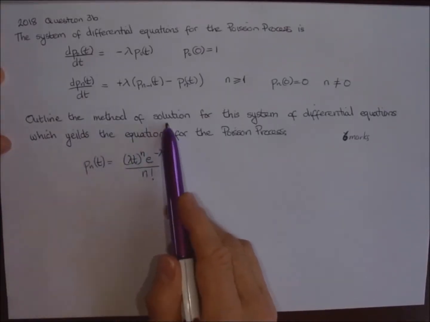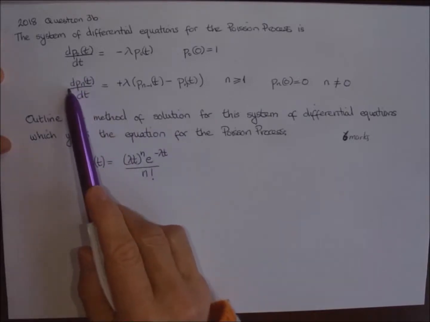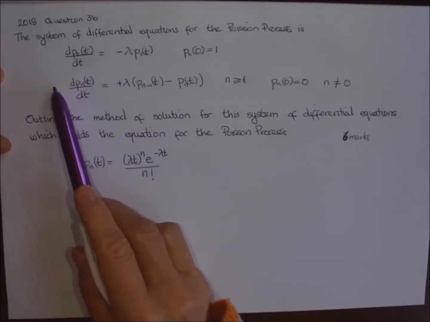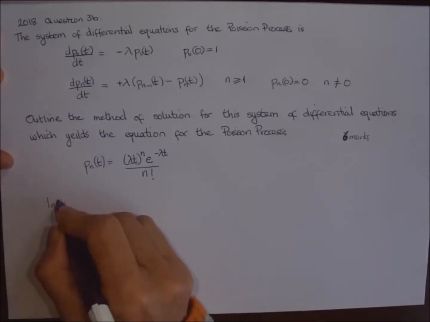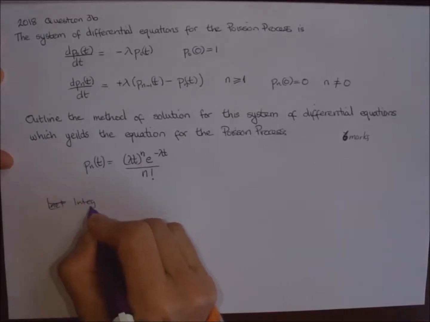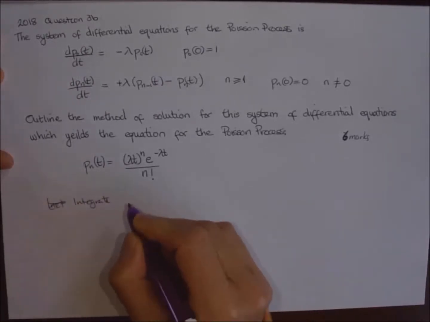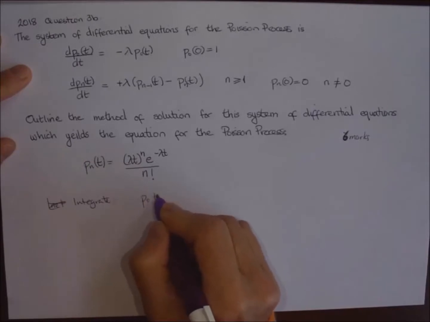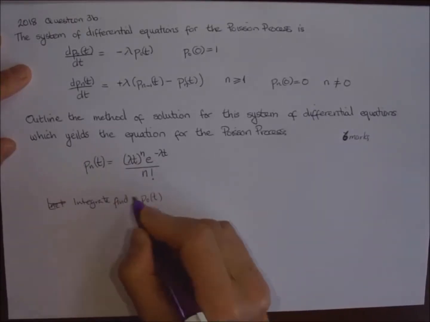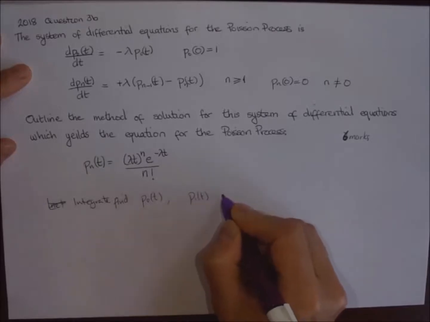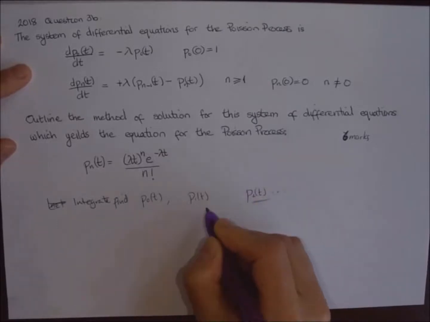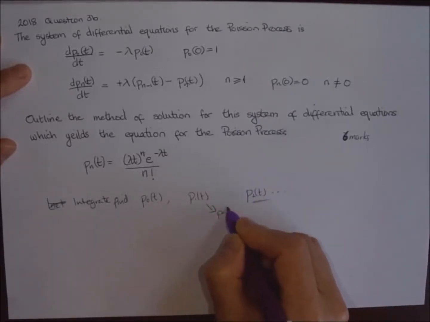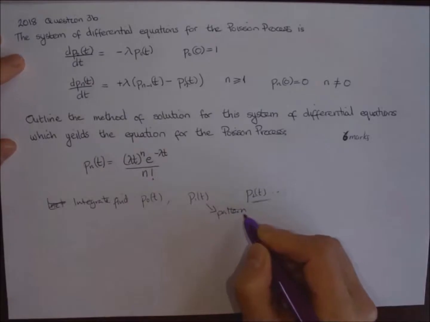So if we have to get a solution, these here are first order differential equations. That means to get solutions we're going to have to integrate. The first thing we do is find p0(t). Then we're going to find p1(t). If we had time, we'd find p2(t), and so on, but we mightn't get time for this. If we get this and show a pattern, it leads into this equation here.